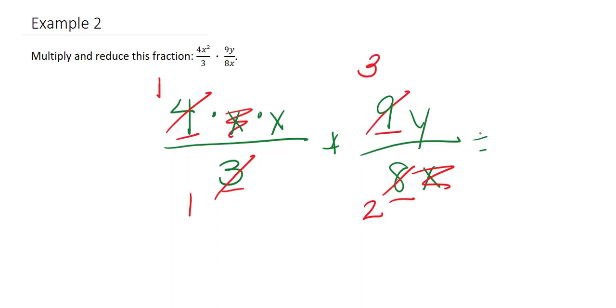So what are we left with? Well, we're left with 1x times 3y. So what do we get there? We get 3, because 3 times 1 is 3. And then we have x, y. And then we have 1 times 2, so that would be 2. And then that's it, right? There's no number, so it's just over 2.